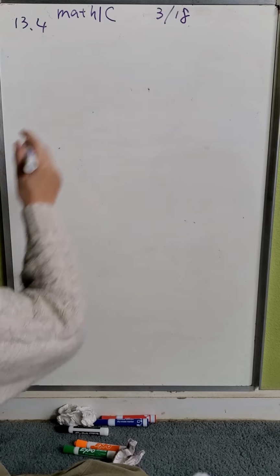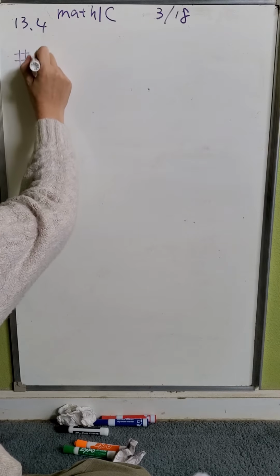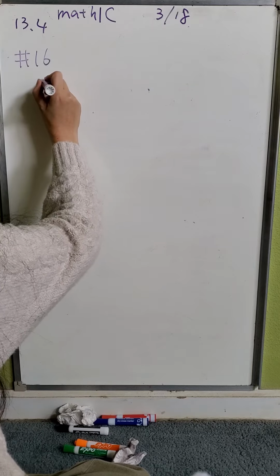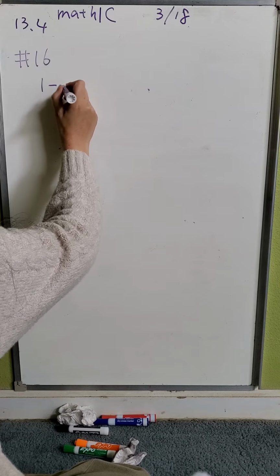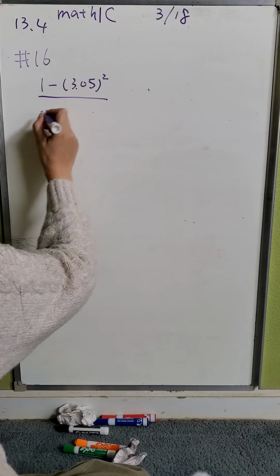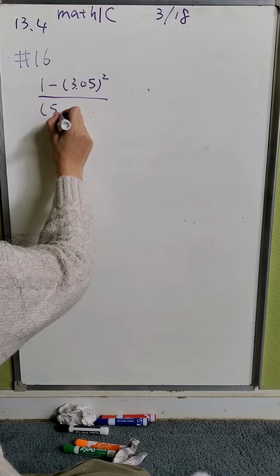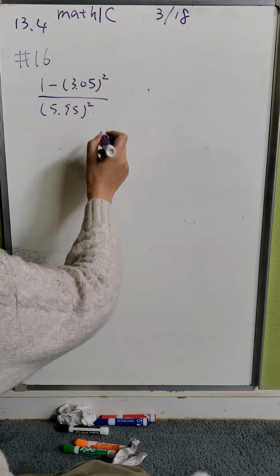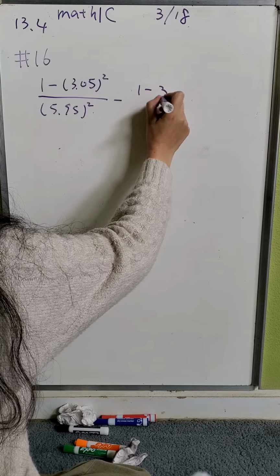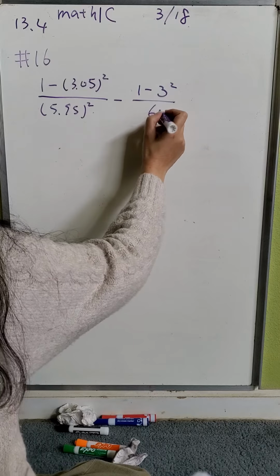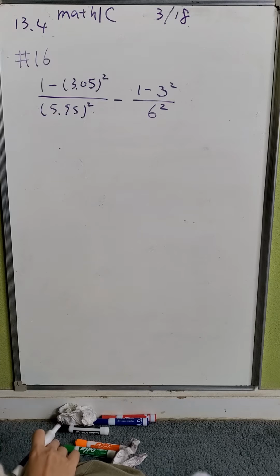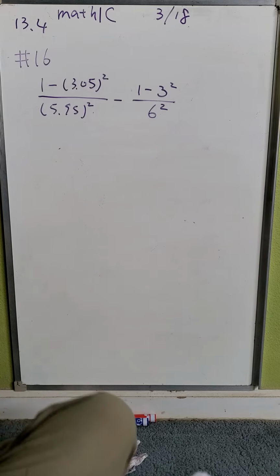And let's try number 16. We have an expression 1 minus 3.05 squared over 5.95 squared, subtract 1 minus 3 squared over 6 squared. They want to approximate this answer, okay, approximate the answer.